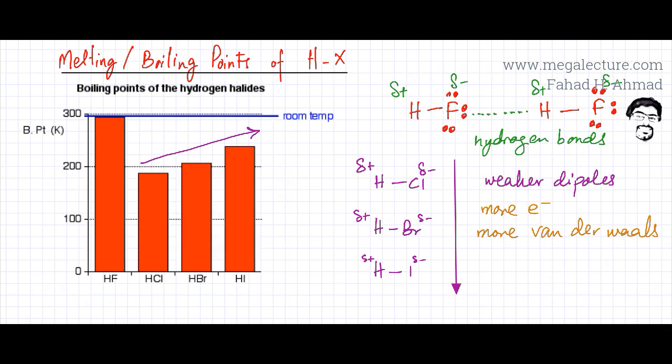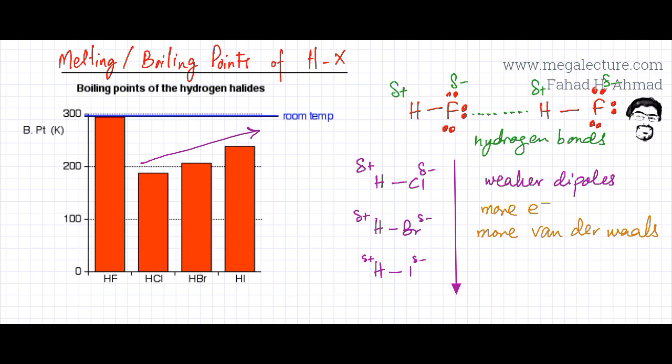And again, I'm summarizing that HF is going to be different from the others because HF has hydrogen bonds. The electron density of these lone pairs is going to be very concentrated. So the lone pairs are going to attract the very, very polar positive hydrogen. There's going to be a very, very strong attraction, and the intermolecular force is going to be hydrogen bonding.